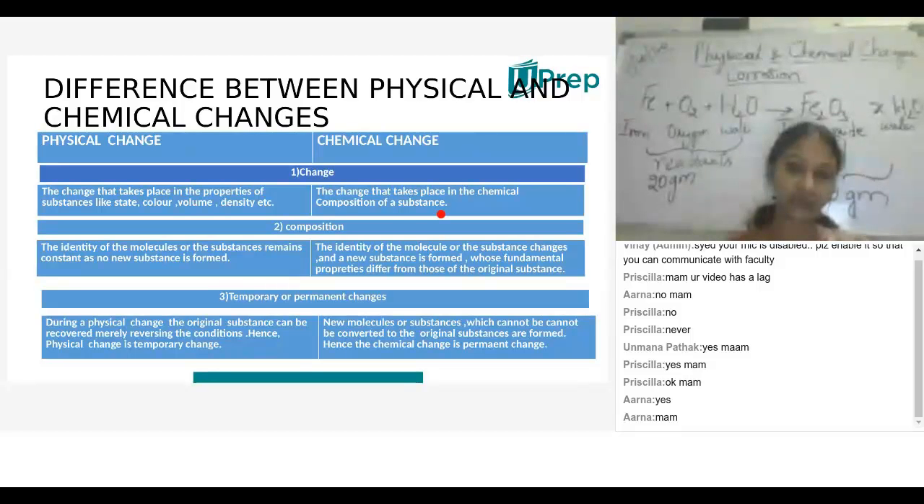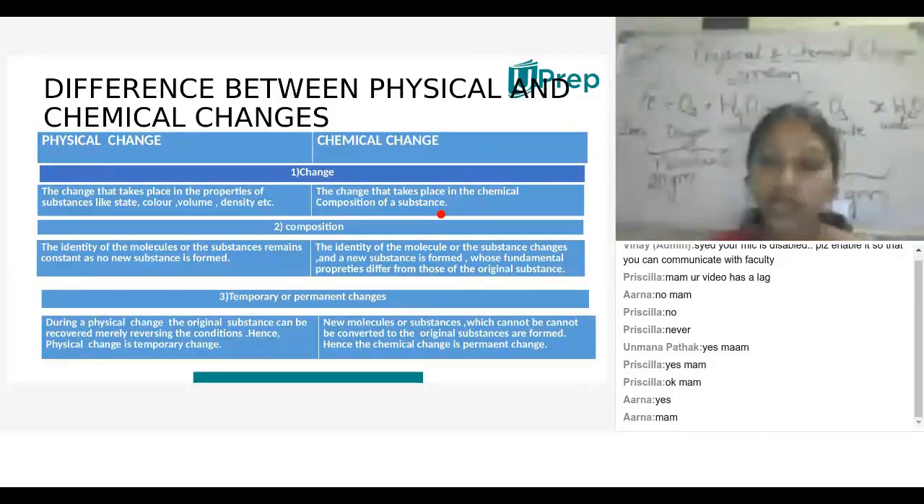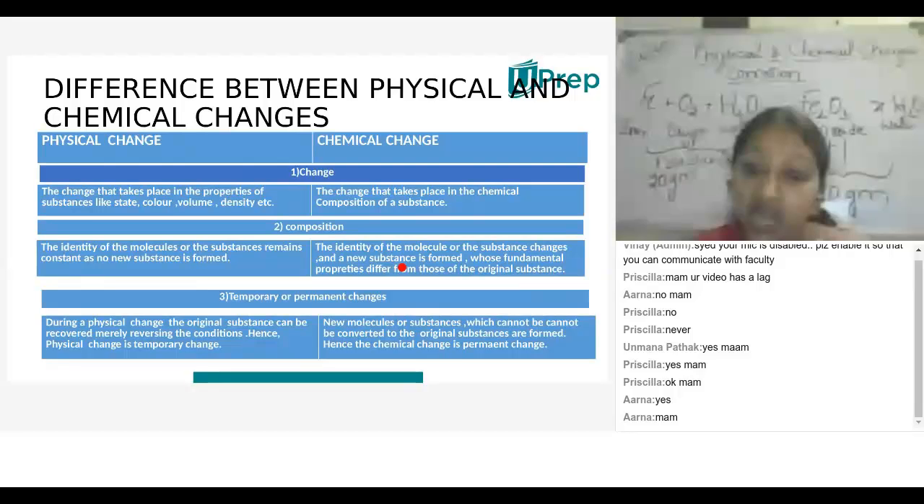Here we can see the complete chemical change, a complete change in chemical composition. Understood? Next, composition. In physical change, a new substance is not formed. Here, a completely new substance is formed, which has completely different properties than the fundamental properties of the element.